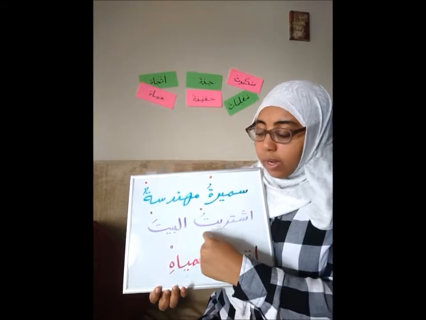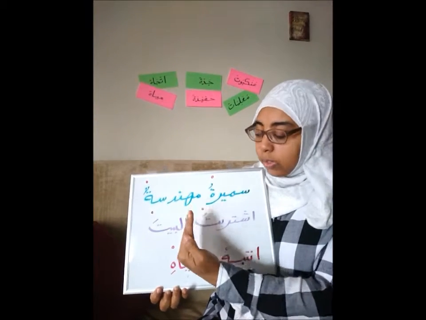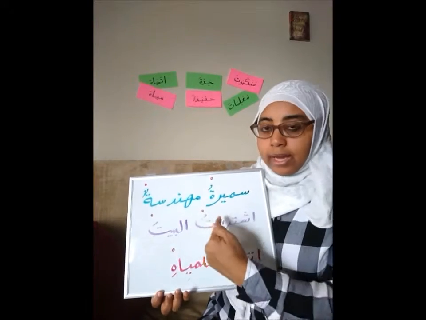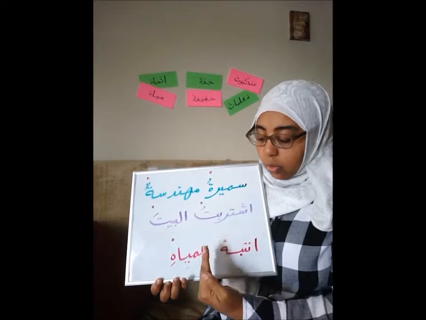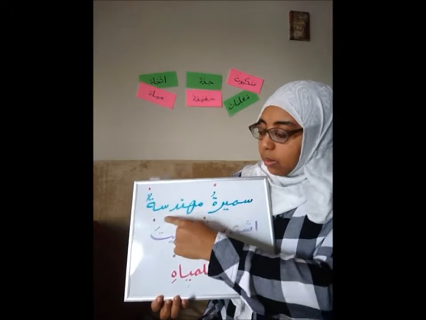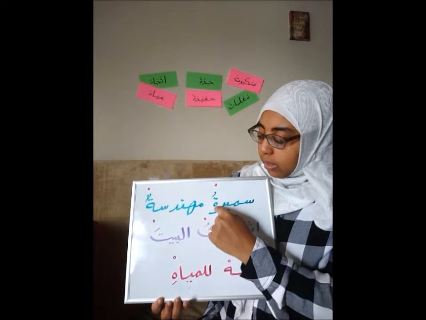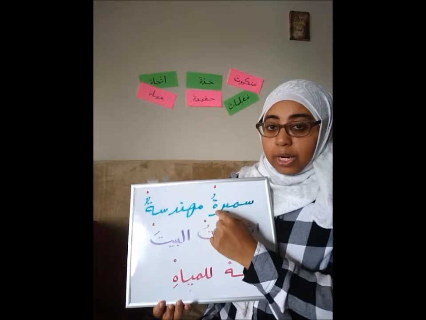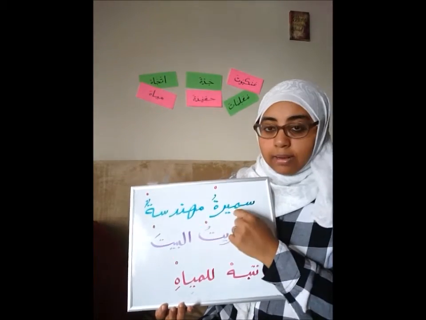The ta al-maftuha is always pronounced as a ta, either with a sukoon, or when you stop on the word, or with a haraka. Ha is always pronounced as a ha, with a sukoon, or when you stop on the word, or with a haraka. The ta al-marbuta goes with both. With a haraka it is pronounced as a ta, and with a sukoon it is pronounced as a ha.